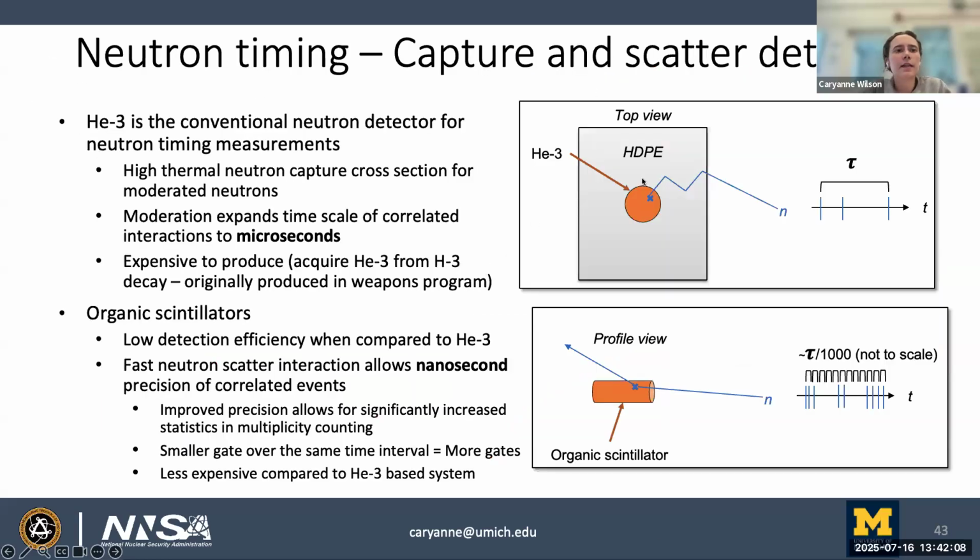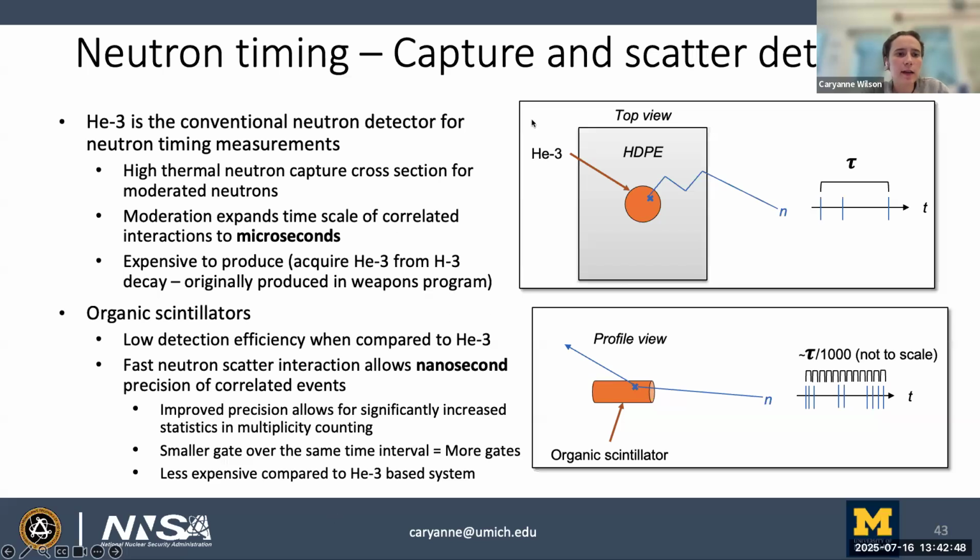So, kind of just a summary of these capture and scatter detectors. Helium-3 is the conventional neutron detector for neutron timing measurements, because it does have a very high thermal neutron capture cross-section for these moderated neutrons. But because you're adding moderator around the actual detector, it will expand the scale of these interactions to microseconds. And then helium-3 is also pretty expensive to produce. Helium-3 is produced from tritium, and so that's from the weapons program.